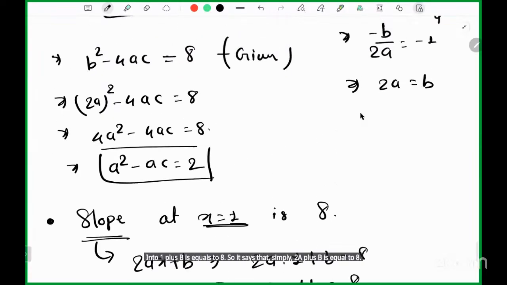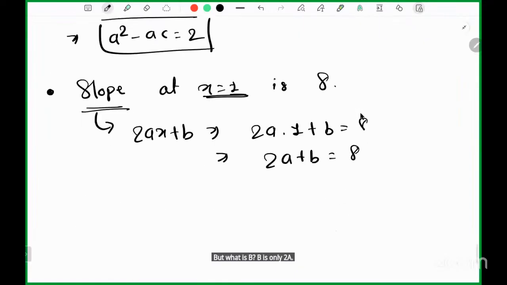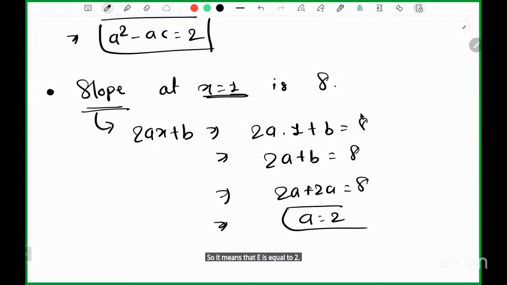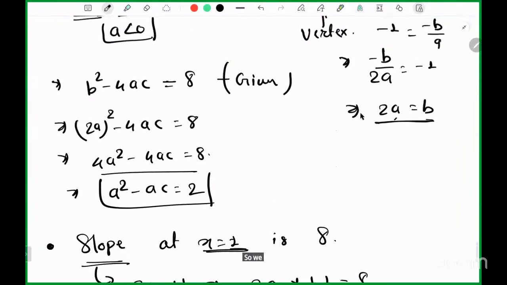But what is b? b is only 2a. So it means that 2a plus 2a is equal to 8, so 4a is equal to 8. So a is equal to 2.